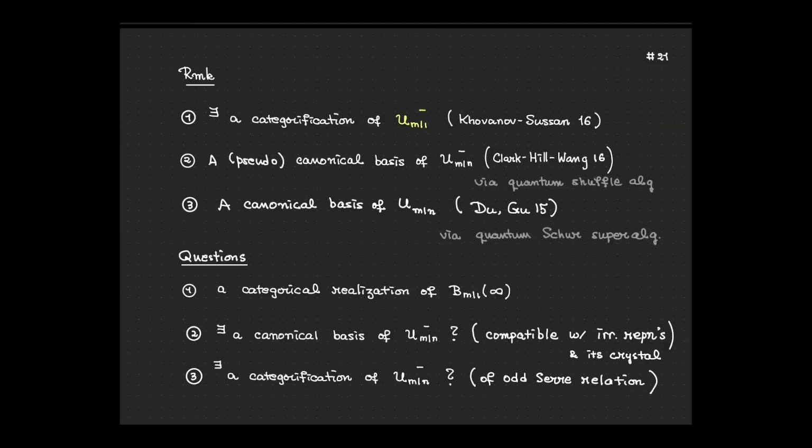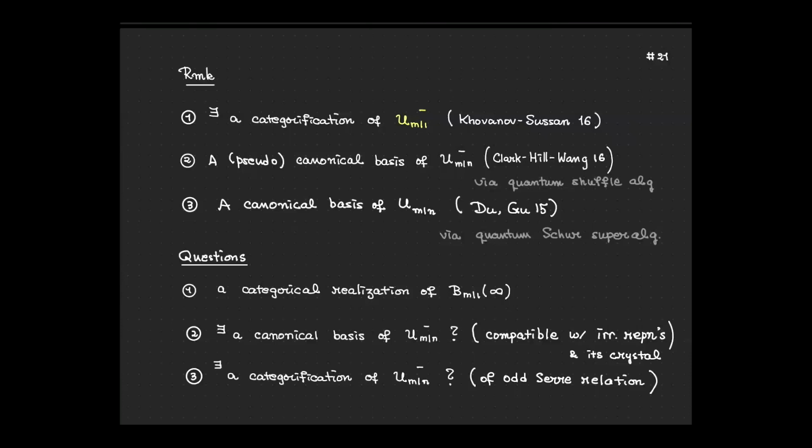But still, they did not give it for the general case. So it's still an open question. Basically, in the paper by Khovanov and Sussan, since the rank is GLM1, there is no Serre relation. So the main problem is how to categorify the Serre relation. That was also remarked in the paper by Khovanov and Sussan. They say that it will be more challenging.